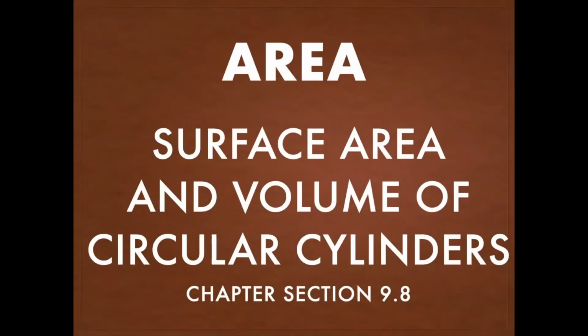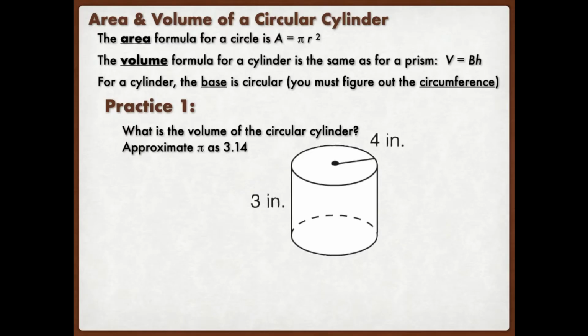Now we're going to focus on the surface area and volume of circular cylinders. So the formula for area for a circle is A, which is area, equals pi times radius squared. This is something that we've already learned, and we've already applied this to a circle. A circle is not three-dimensional, it is flat. So if we look at the practice example, it would be just the top of the cylinder.